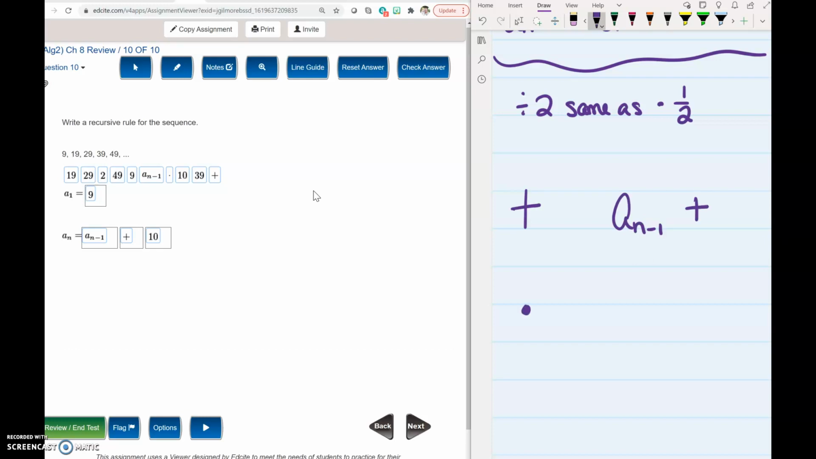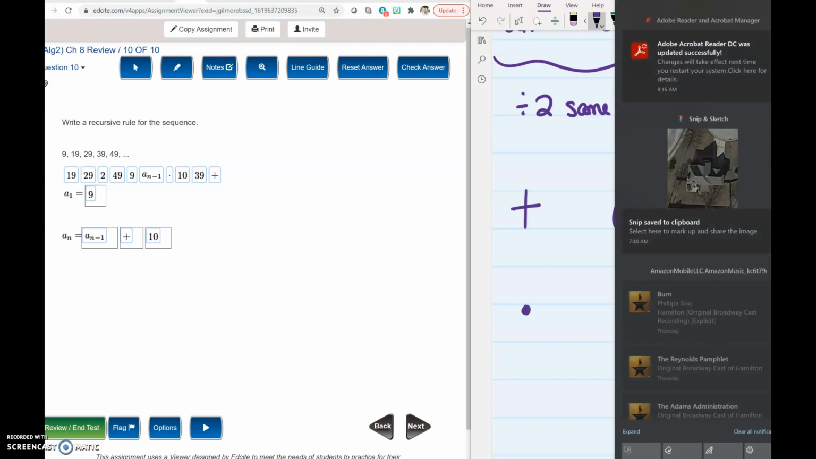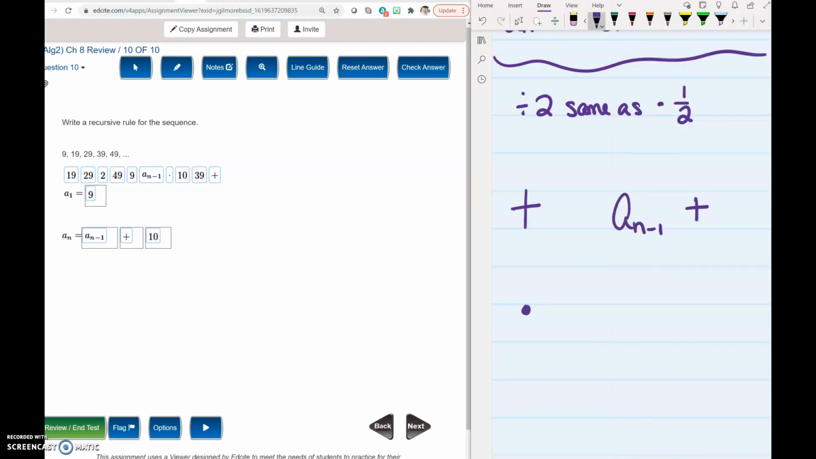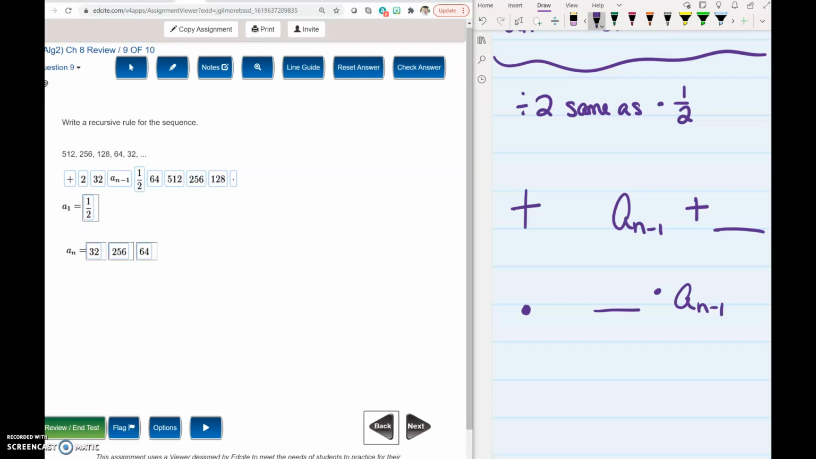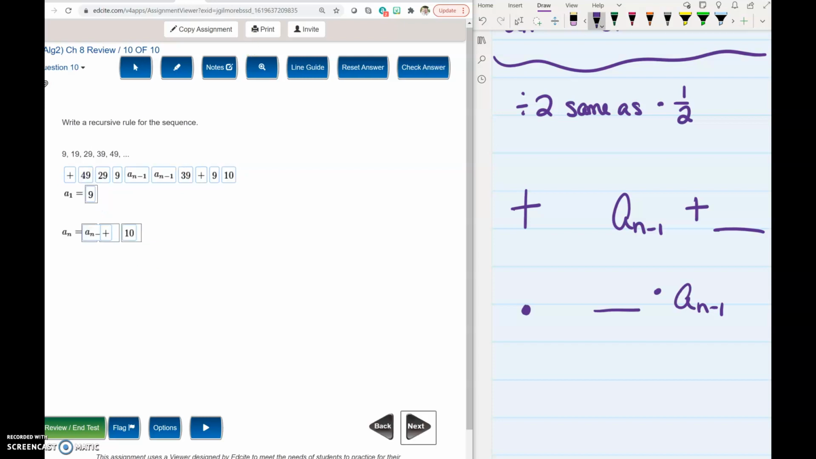If you are multiplying, you need to do whatever you're multiplying by times the previous term. So if you're adding, it can come after. If you're multiplying, it must come before. So make sure you see that with number 9 and number 10. The correct way to do this, if you're multiplying, put the number that you're multiplying in front of a sub n minus 1. If you are adding or subtracting, you need to put that after the a sub n minus 1.